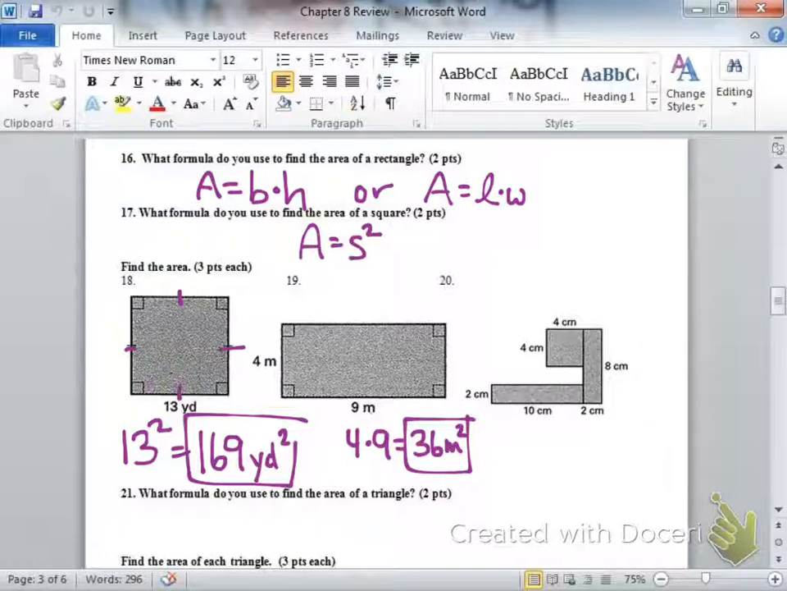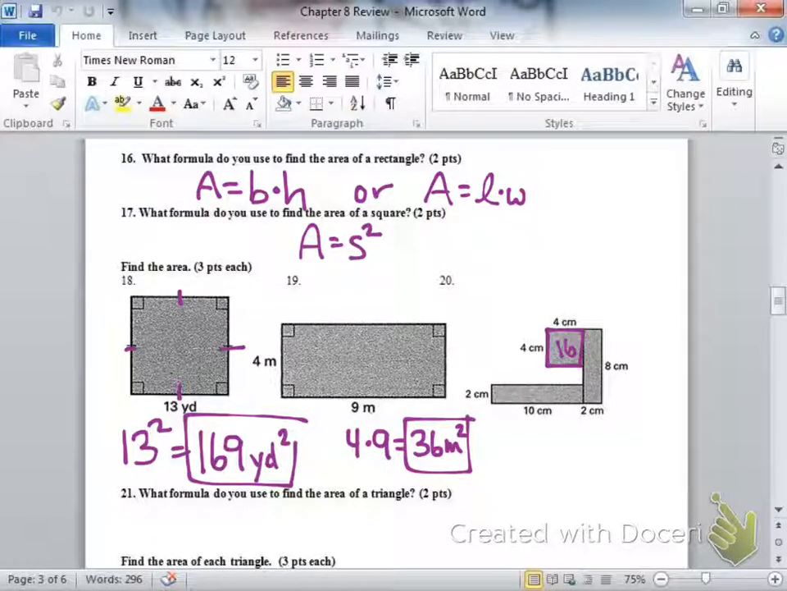Alright, and then number 20 is kind of tricky because you have 2 rectangles and a square and we want to find the total area. So the easiest way to do this is just to find the area of each of the smaller ones. So that square, the sides are 4 and 4. 4 times 4 is 16.